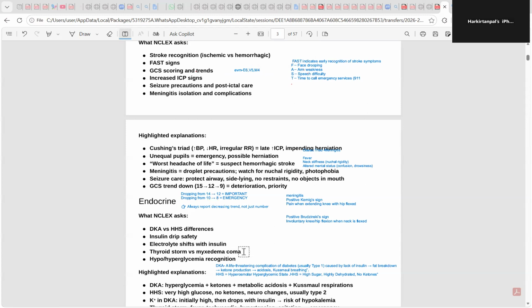But if the GCS score is decreasing, what is it indicating? It indicates that the client's condition is deteriorating. Okay, that is the important thing.